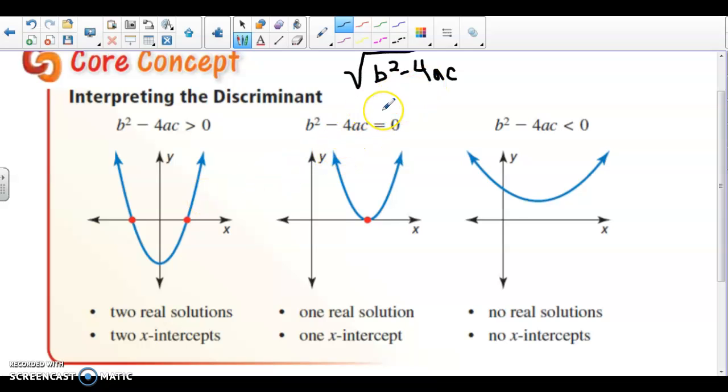If b squared minus 4ac is exactly 0, well then that would mean that there's one real solution because the vertex is on the x-axis. So that means that there's one real solution or one x-intercept.